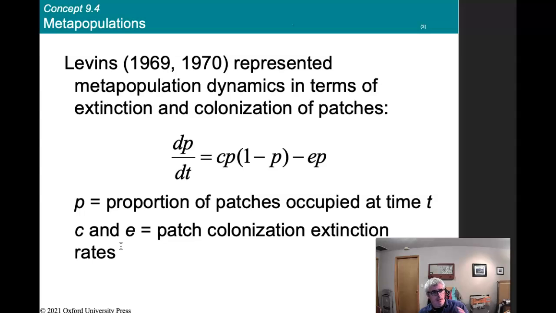So if every flood year 1 patch is colonized, that would be a 1. And if during every flood year 1 goes extinct, that would be an extinction rate of 1. So in this instance we'd have a stable overall metapopulation, because for every lake that goes extinct, another one is colonized. So here we're in balance, we're even. And we'll look at how that ratio of colonization to extinction becomes important.